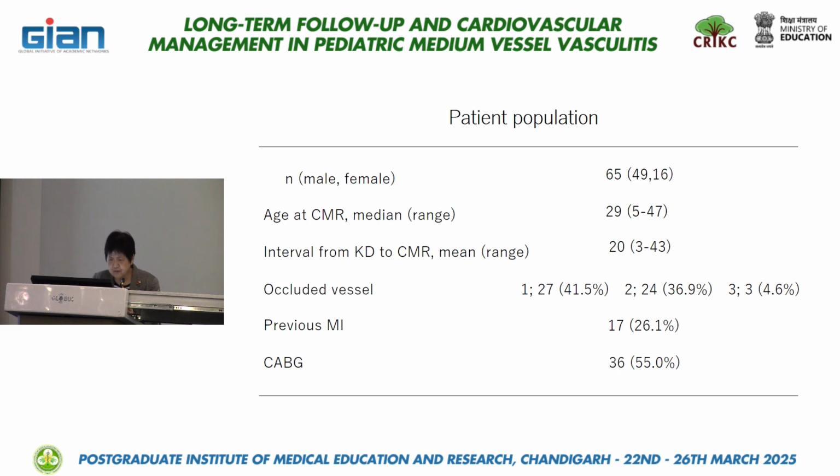Patient population is shown. 65 patients were included. The age at CMR ranged from 5 years to 47 years, with a median of 29 years. The interval from KD to CMR ranged from 3 months to 43 years, with a median of 20 years.